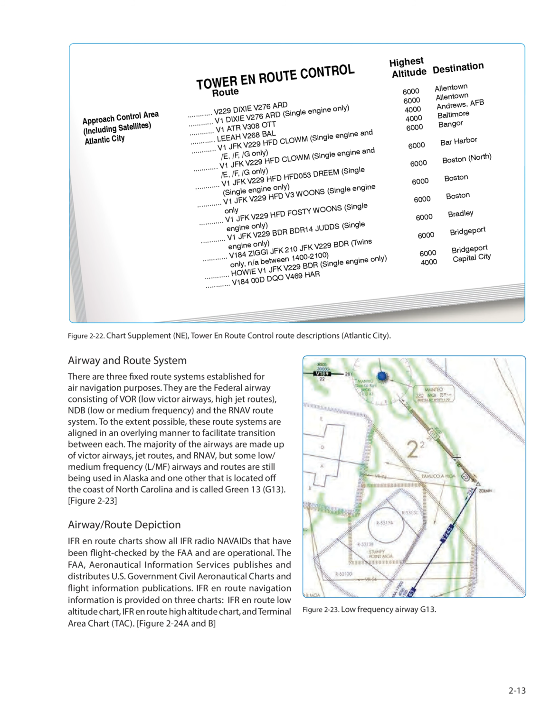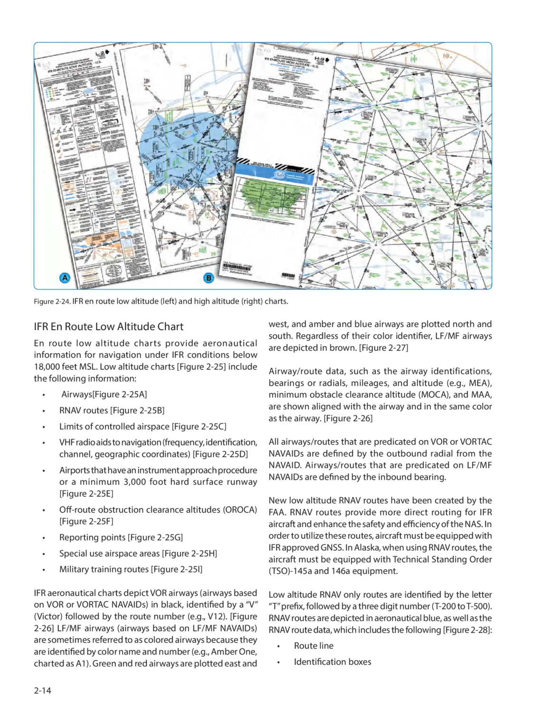IFR on route navigation information is provided on 3 charts: IFR on route low altitude chart, IFR on route high altitude chart, and terminal area chart, TAC. Figure 224A and B, IFR on route low altitude chart. On route low altitude charts provide aeronautical information for navigation under IFR conditions below 18,000 feet MSL.